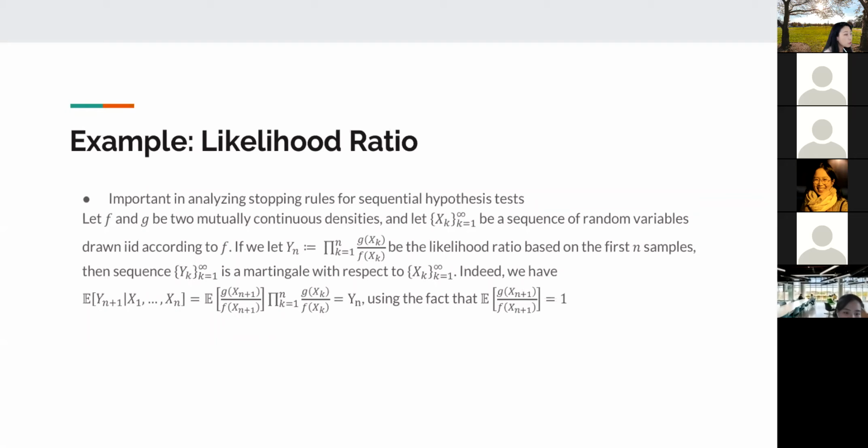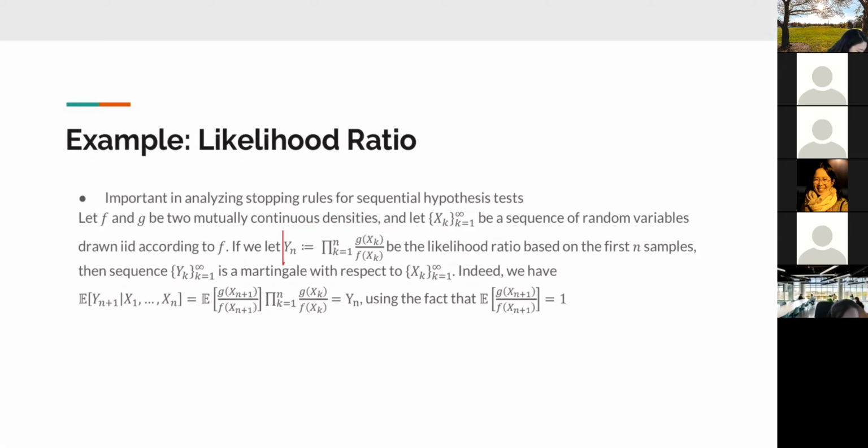Then the sequence Y_k is going to be a martingale with respect to X_k. Why is that? Very simply, you can see the expectation of Y_{n+1}, it doesn't matter if you use k or n as long as you're consistent, conditioned on X_1 to X_n, is the expectation of this ratio multiplied with the product of the ratios. First of all, the definition of Y_n is this one, the product of ratios. Then Y_{n+1} is the product of the ratios until n+1. This is easy, again because of the independence.